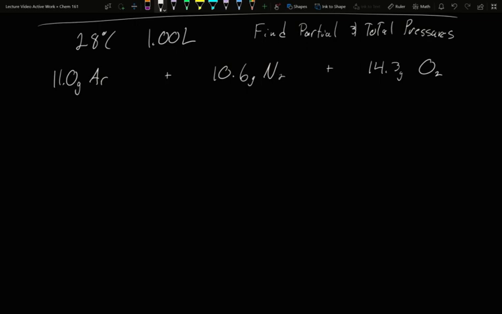For this practice, we're going to find the partial pressures and total pressure of a container that has the following: 11 grams of argon, 10.6 grams of dinitrogen, and 14.3 grams of dioxygen. It's 28 degrees Celsius, in a 1 liter container. Go ahead and pause, try to solve the partial pressures of each gas and the total pressure of the container.